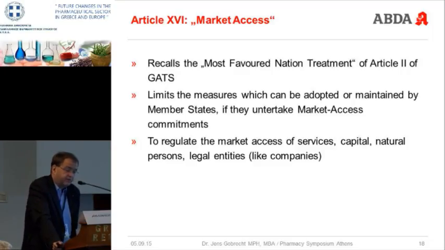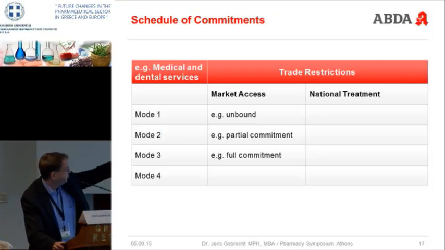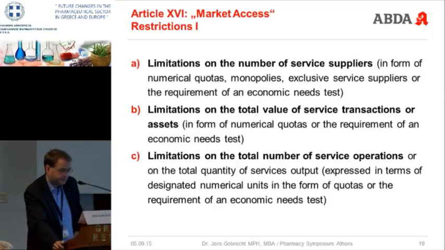It is used to regulate the market access of services, capital, natural persons, and legal entities. This is, in principle, what I said before, the 4 modes.